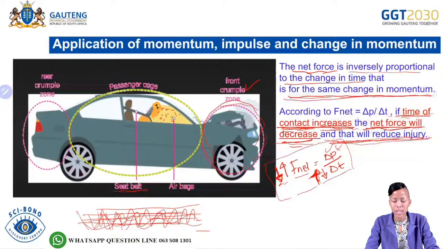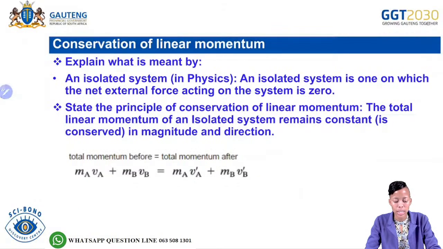You need to know the relationship between F net and the change in time. And what is the relationship? They are inversely proportional. That means that as the change in time increases, the F net will do what? Will decrease. Or as the F net increases, the change in time will what? Will decrease. That is for the same change in what? For the same change in momentum.